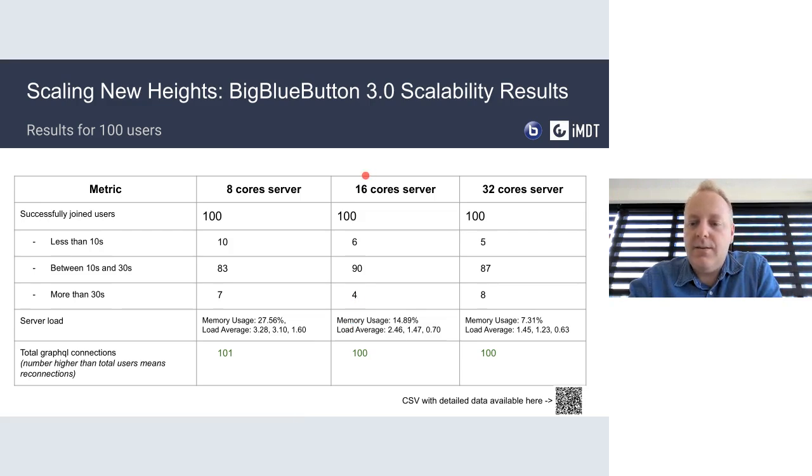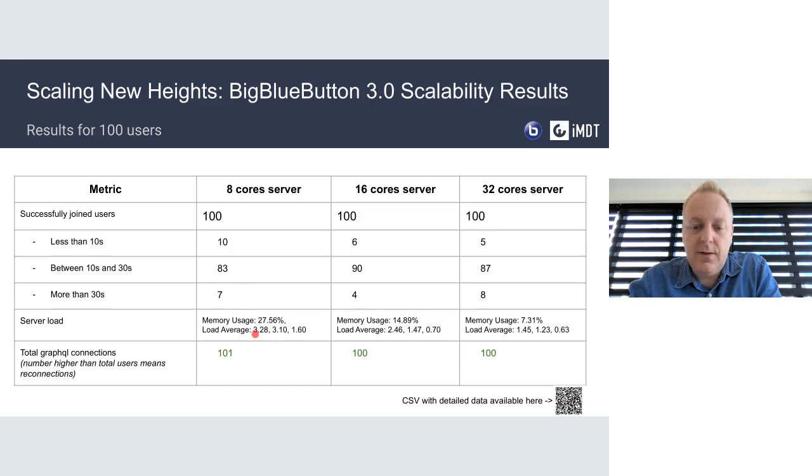Okay, so here I started a moderate complexity test with 100 users. So 10 users joined in less than 10 seconds. And again, this number with real browsers would probably be different, mainly because Lambda is a bit slow. So anyways, this is the number we have here. So less than 10 seconds, 10 users, between 10 and 30 seconds, 83, and more than 30 seconds, 7 users.